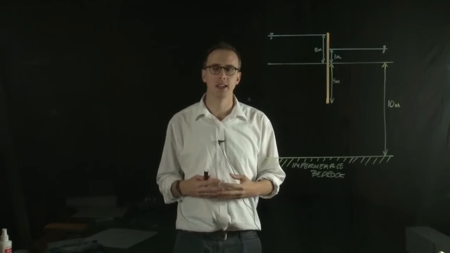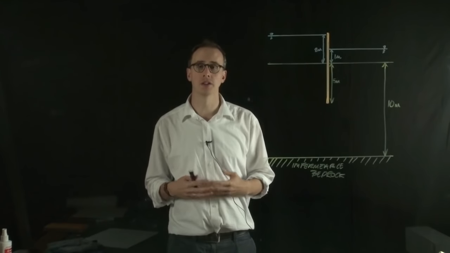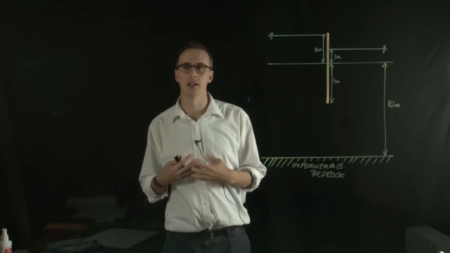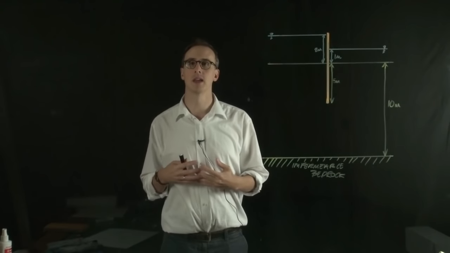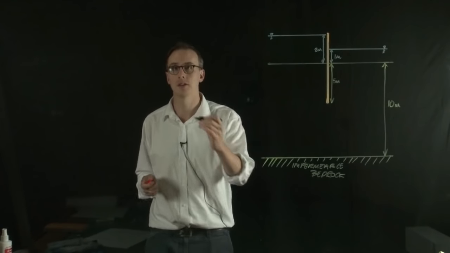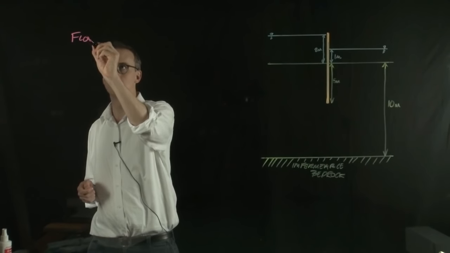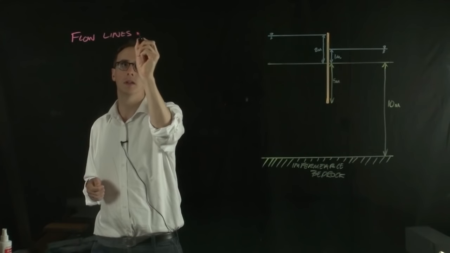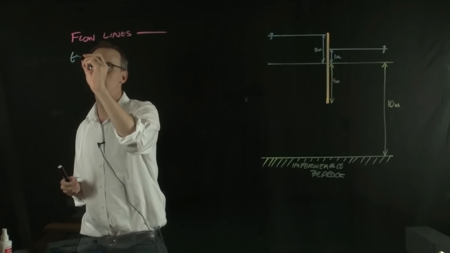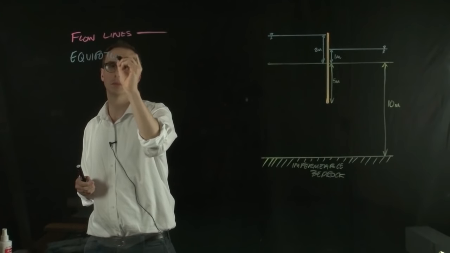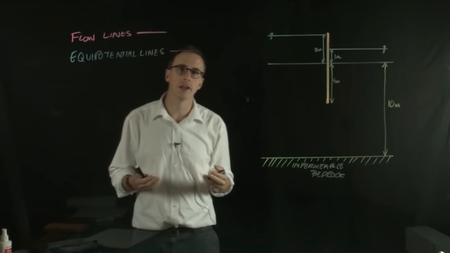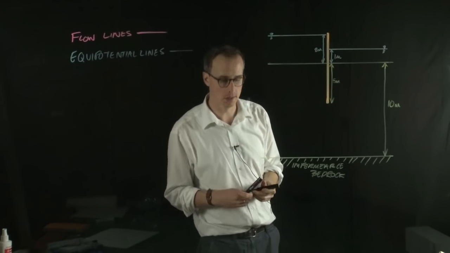Now, a flow net is a diagram which shows flow lines, so lines of water flow, against equipotential lines. So equipotential lines are lines that depict areas in the soil with the same pressure. So I'll use red for flow lines in my diagram, and I'll use blue for equipotential lines. And a flow net is constructed of both flow lines and equipotential lines.